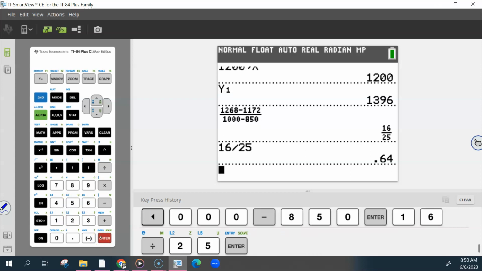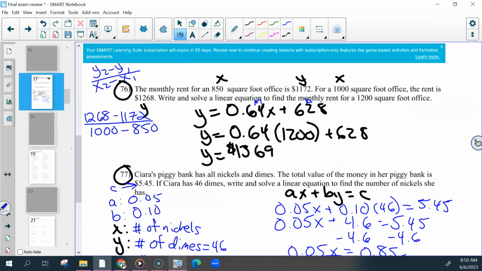However you find that, simplify it. You'll end up with a fraction 16 over 25. If you were to actually divide that fraction, you'd get that same decimal that we found before, 0.64. And then you would use that to find your b value. For your b value, you would have to use your point slope formula. So doing it algebraically is a lot of work, but you could do it.